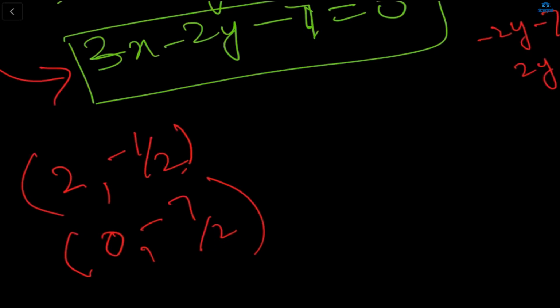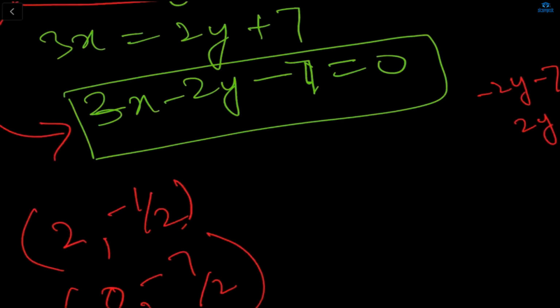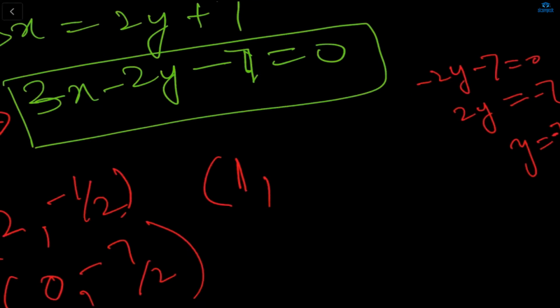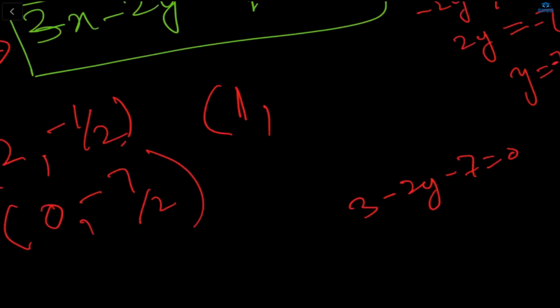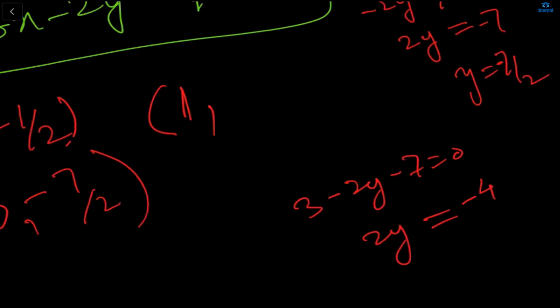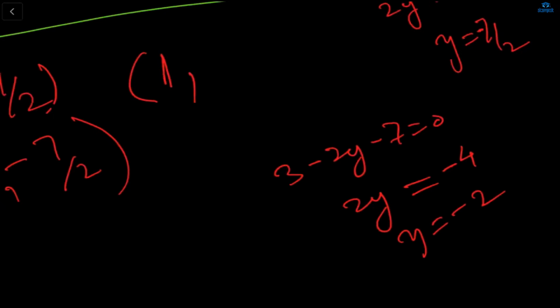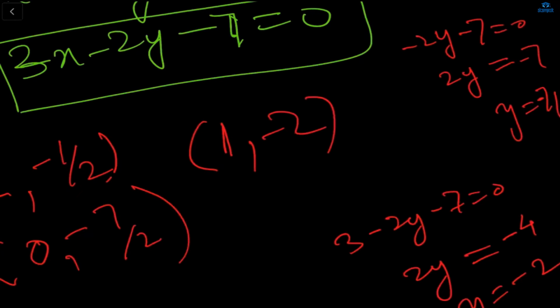You can keep x value as 1. For example, if you keep x value as 1, you will get the corresponding value of y. So it will be what? 3 ones are 3, minus 2y minus 7 is equal to 0. So 2y will be equal to minus 4. So y is equal to minus 2. So 1 comma minus 2. Like this, you can get, so it means there are infinitely many solutions.